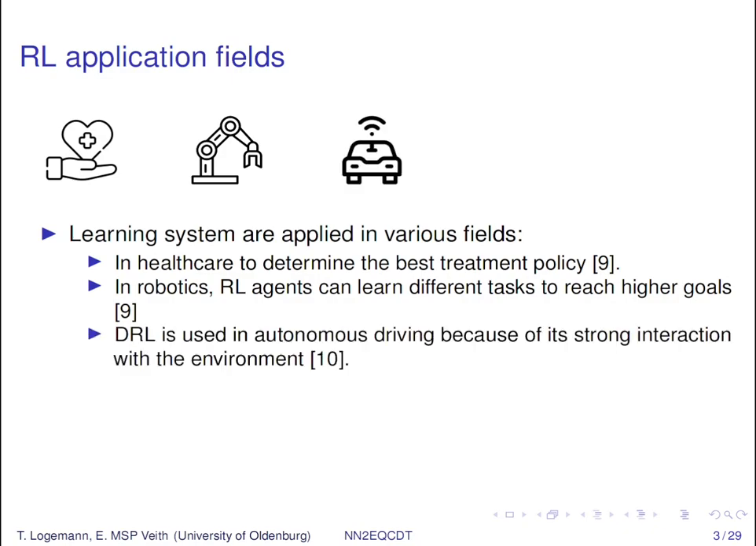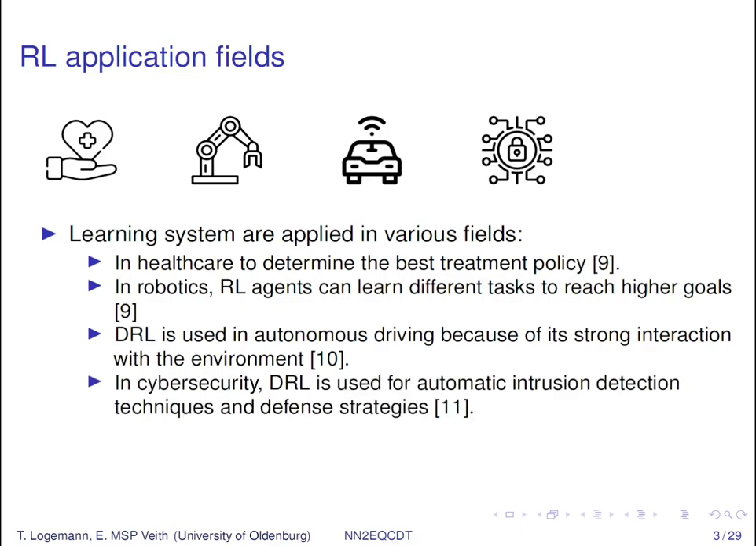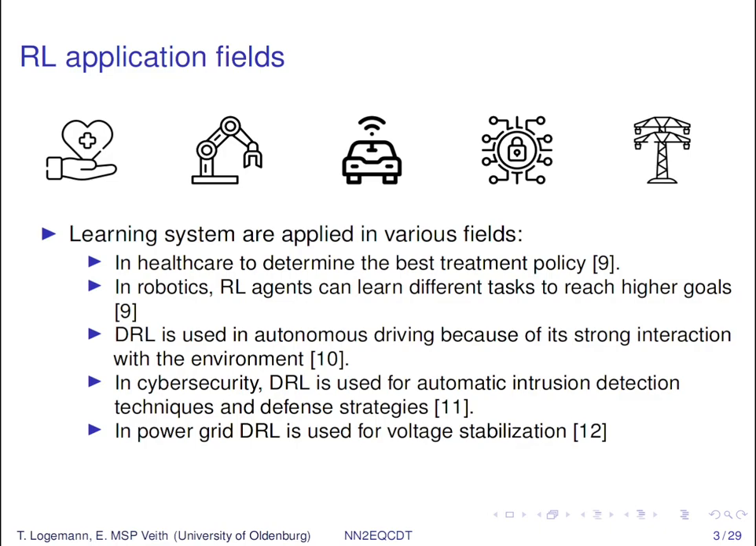DRL is used in autonomous driving because of its strong interaction with the environment. And in cybersecurity, DRL is used for automatic intrusion detection techniques and defense strategies. In our domain, in power grids, DRL is, for example, used for voltage stabilization. We used it, for example, to train an RL defender agent to recover from deviations from the healthy state. To let the defender be faced with various situations, an RL attacker agent is also deployed in an auto-curriculum setting.